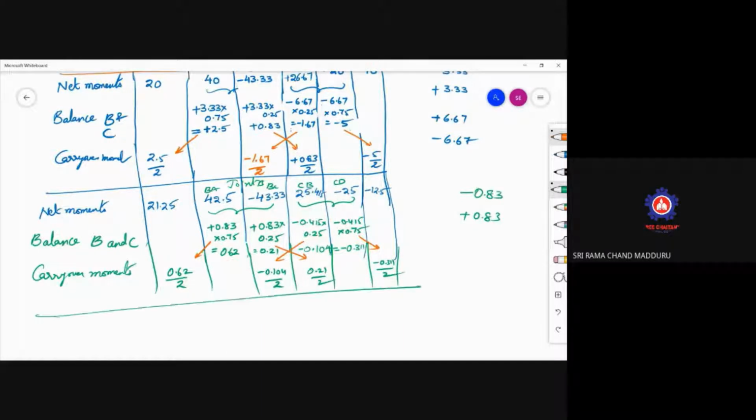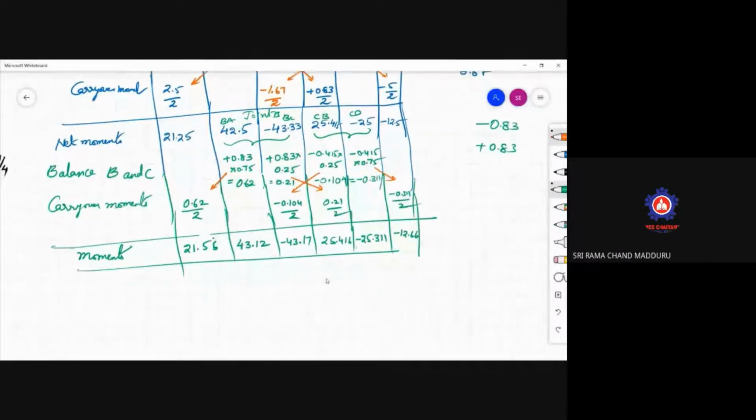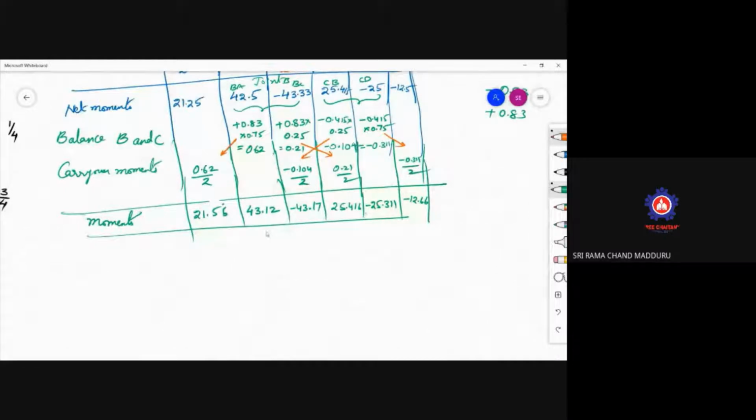Now write down the moments. Plus 0.62 by 2. Okay, so the moments are obtained. If you do it once again, this error can also be minimized. However, that is sufficient. So I will write down these as non-sway moments.